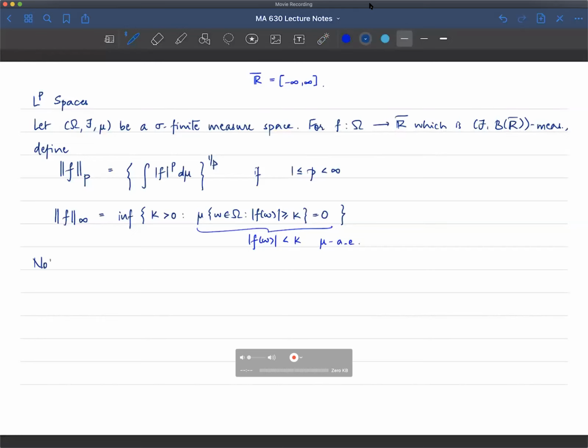So note that for 1 less than or equal to p less than or equal to infinity, these quantities are well defined. They may be infinity, but they're well defined.